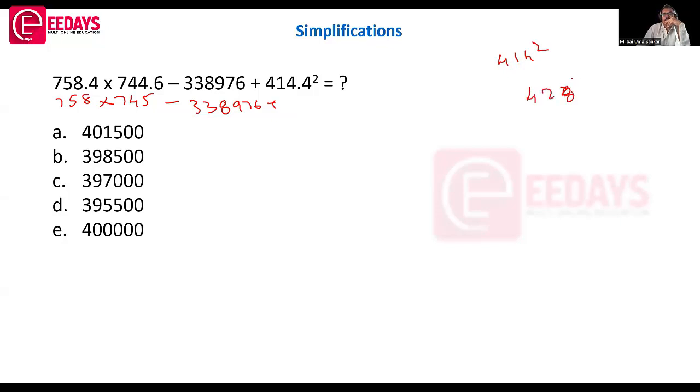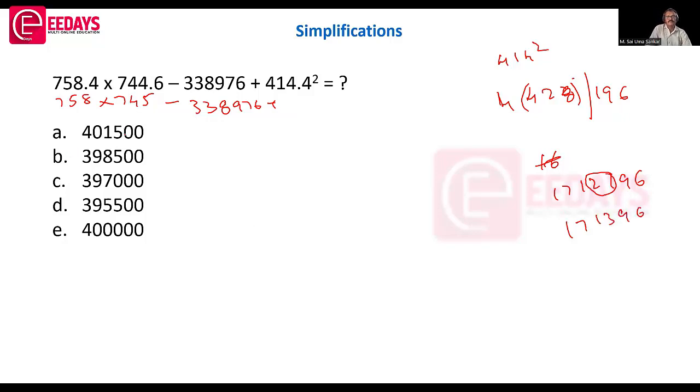428 and next 14 square 196 into 4 equal to 16, 17, 28, 28 into 4, 112, 196. This one 171396 plus 171396.